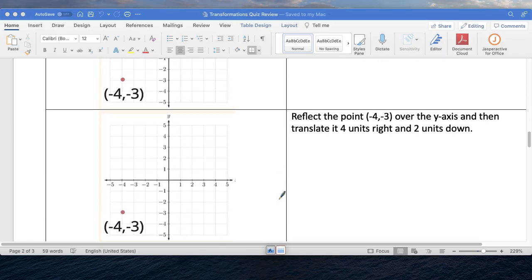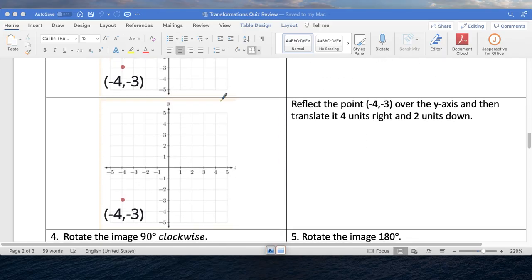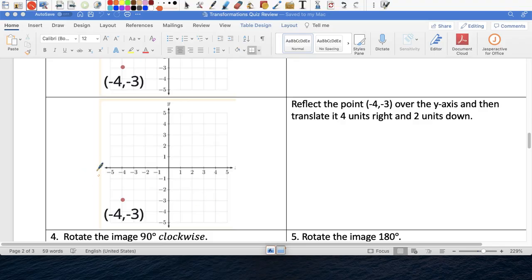Alright, so this one, reflect the point 4, -3 over the y-axis. Okay, so remember this is the x, the y. So we're going to go from here to here.